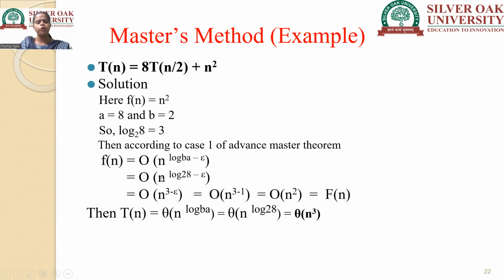That is big O of n raised to log a base b minus epsilon. Now by putting in the values, we get big O of n raised to log 8 base 2 minus epsilon, so that is big O of n cube minus epsilon. Here we are considering epsilon as 1 to get n square, which is our f of n. So T of n is equal to theta of n raised to log a base b, that is theta of n raised to log 8 base 2, which is theta of n cube. So that is the complexity of the given recurrence equation using the advanced master theorem.